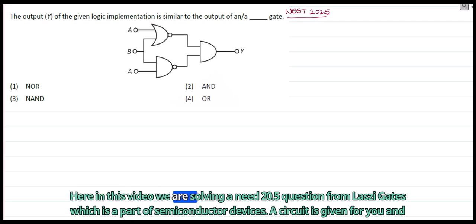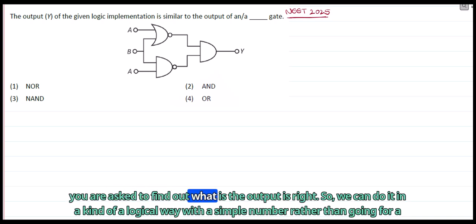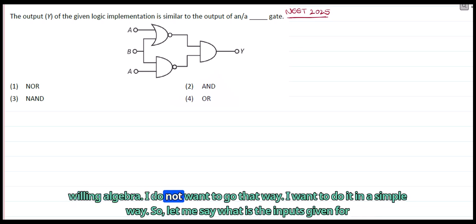Here in this video, we are solving a NEET 2025 question from logic gates, which is a part of semiconductor devices. A circuit is given and you are asked to find out what the output is. We can do it in a logical way with simple numbers rather than going for Boolean algebra. I want to do it in a simple way.